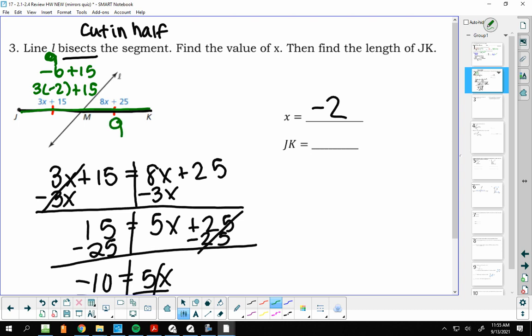So the whole length is 9 plus 9, which is 18. That's the one in our packet.